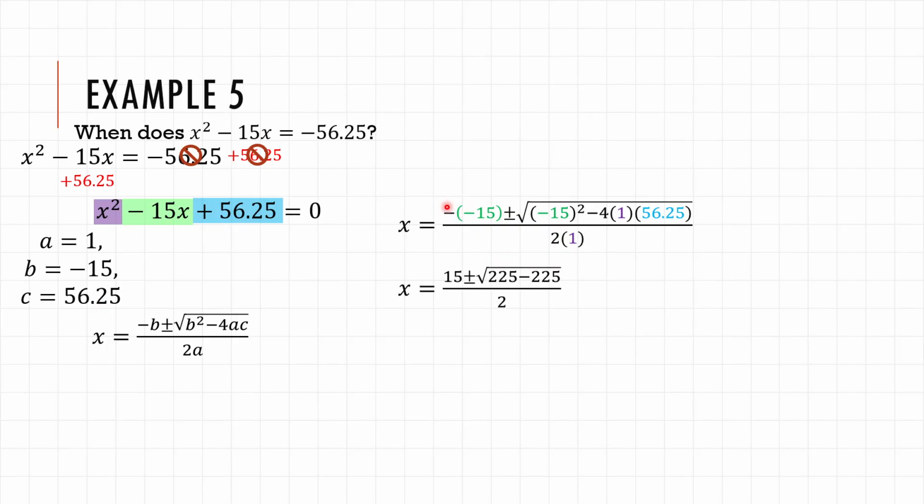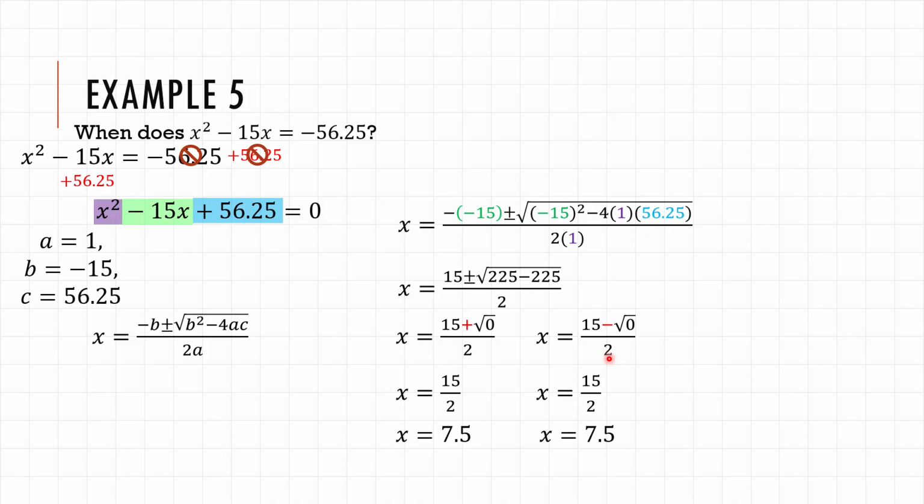So negative 15 is positive 15. Negative 15 times itself is 225. And negative 4 times 1 times 56.25 actually also is negative 225. Finally, 2 times 1 is 2. And what's going to happen here is 225 minus 225 is 0. And actually, the square root of 0 is 0. So 15 plus 0 divided by 2 is just 15 over 2, or 7.5. And 15 minus 0 over 2 gives me the same thing.